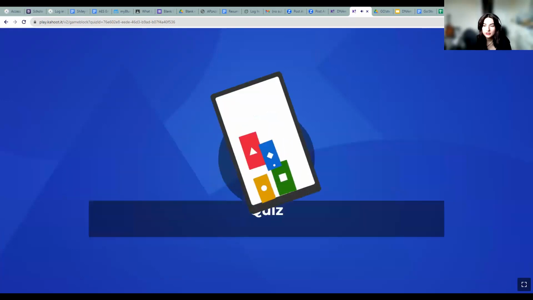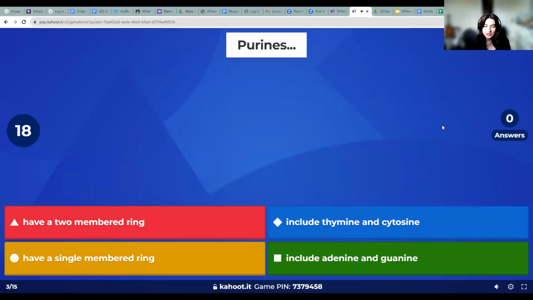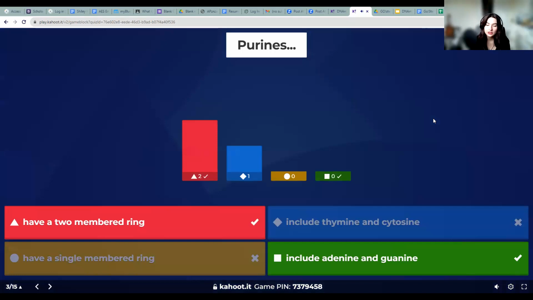All right. So this is just to complete the answer. Purines have a two-membered ring, a single-membered ring, include thymine and cytosine, or include adenine and guanine. So purines have a two-membered ring and include adenine and guanine, so both answers are correct. Adenine and guanine are wider than pyrimidines are.